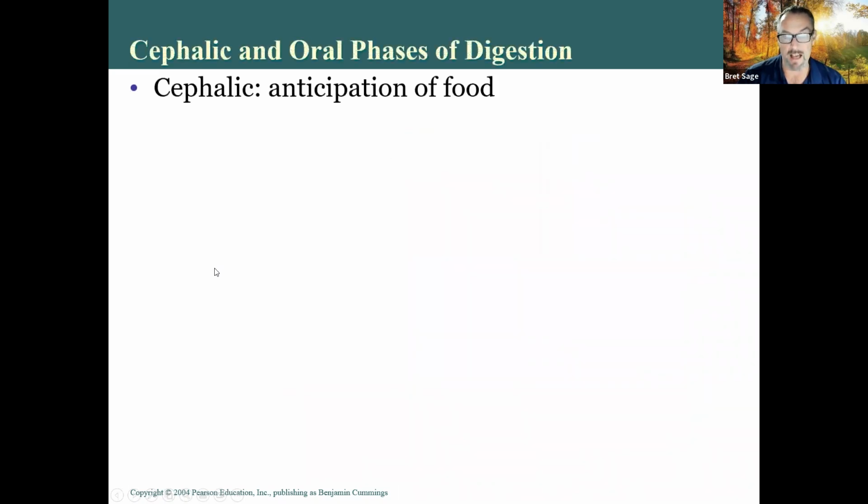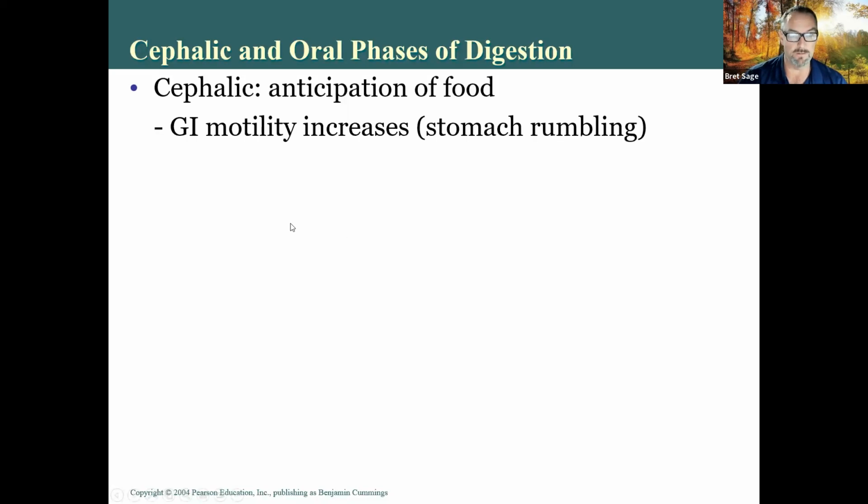Okay, the cephalic phase of digestion. Now, what does cephalic mean? It means your head. So it's inside your head, your brain. And so your brain knows that food is going to be coming, especially when you're hungry, when you smell food, when you think about food. So it's the anticipation of food.